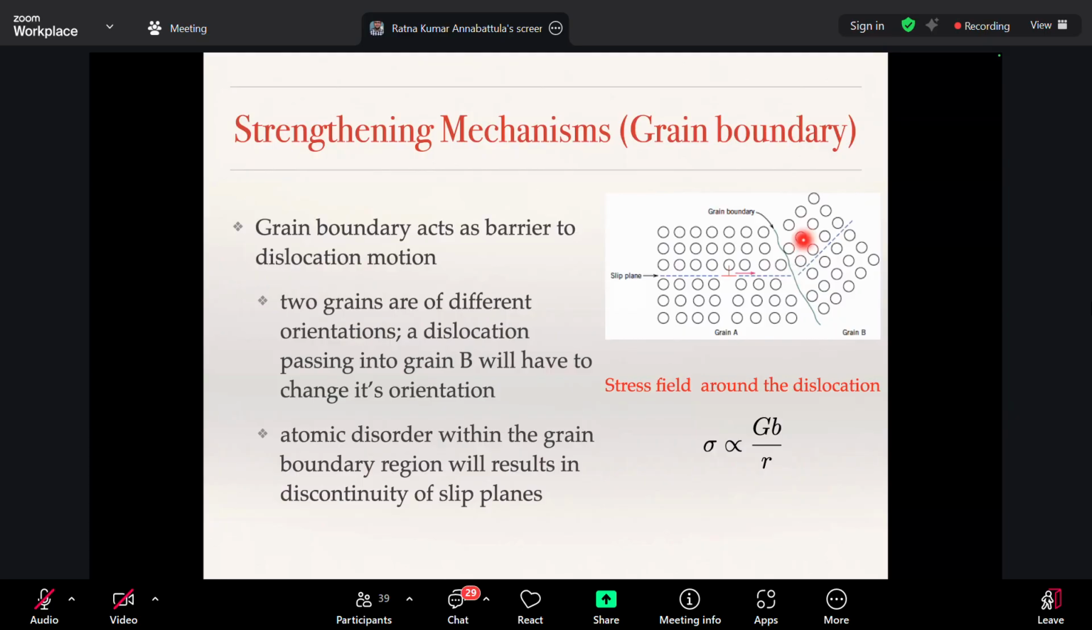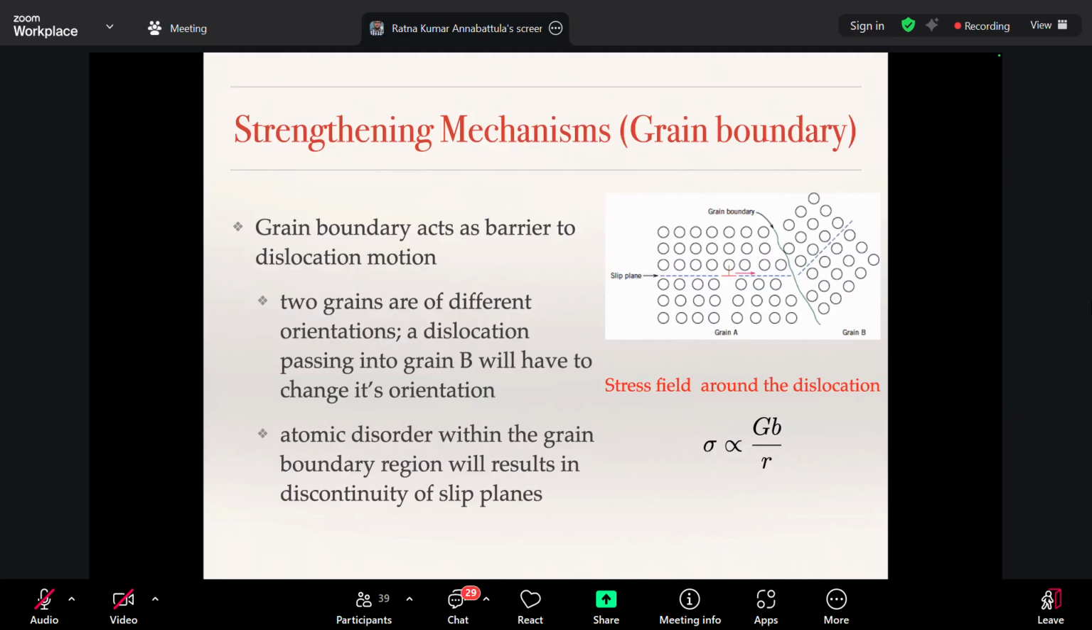Okay. So here you have two grains which have different orientation. A dislocation passing into grain B will have to change its orientation. And in order to change its orientation, you need to put in more and more energy. So what is the moral of the story? The moral of the story is when a dislocation encounters a grain boundary, the dislocation motion gets stopped temporarily.